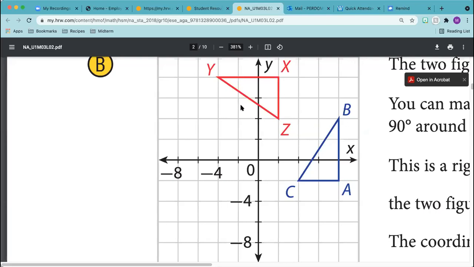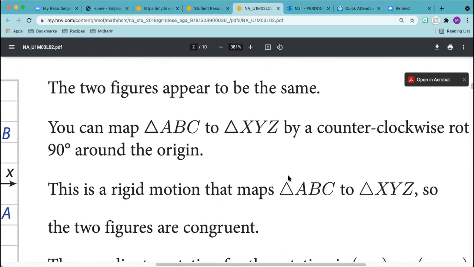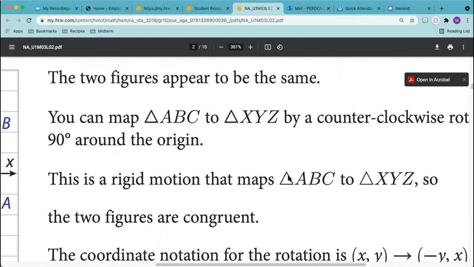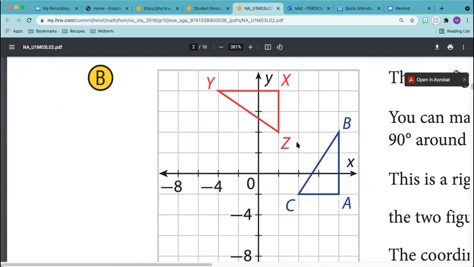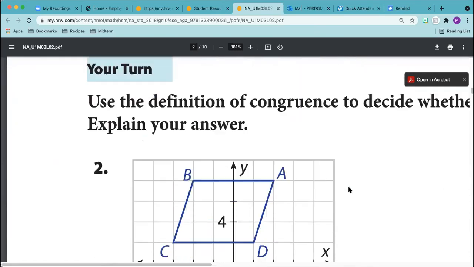Is that a rigid transformation? Yes. But wait, how do you know which one's the image and the pre-image if it doesn't have the tick marks? Oh, well, I thought XYZ was the first one. No, you should always go by the alphabet. So you can map ABC to XYZ. So you always want to go with the alphabet way. If you went the other way, you could still say it was a 90-degree, but it would be clockwise instead of counterclockwise.